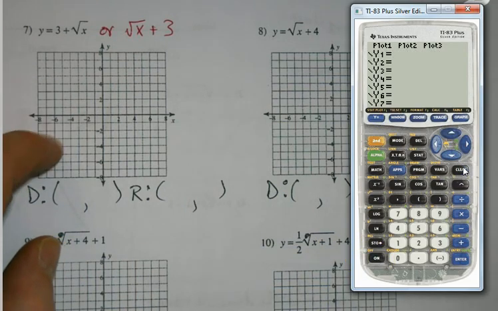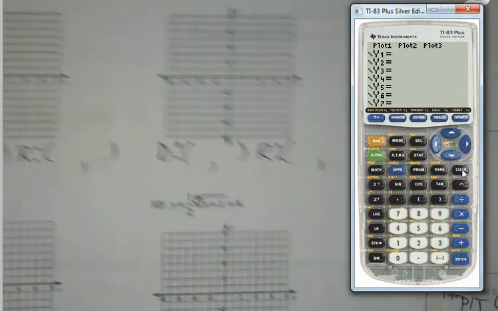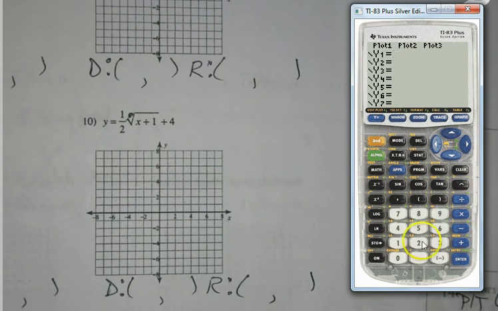For number 10, do I put 1 divided by 2? Here's how I would, let's do that one. Let's do 10. Kind of get you a kickstart here. I would do 1 divided by 2, and if I punched it on the calculator, it'd be 0.5. I'd just use the 0.5. So 0.5 square root of x plus 1. Because again, I only want the x plus 1 in the radical, so I'm going to close it. Plus 4. Let's see what this does.